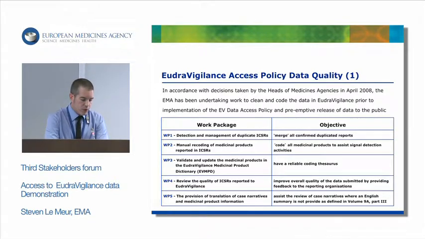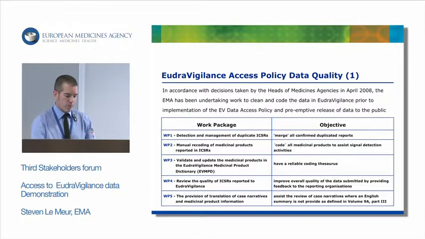If we look at the fourth work package, we see the review of ICSR quality reported to EudraVigilance. This has the objective to improve the overall quality of the data submitted to EudraVigilance by sending feedback to the reporting organization. The last one, which is the least relevant for the access policy, is the provision of translation of case narrative and medicinal product information. This is to assist the review of case narratives where an English translation has not been provided. So that's not relevant for now, but that might be in the future.